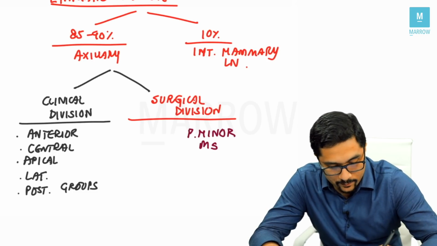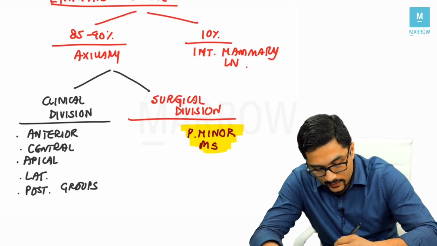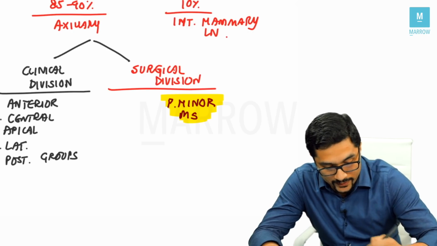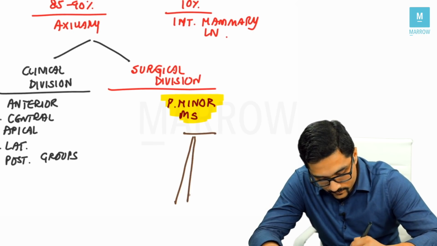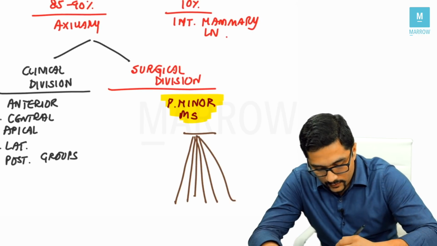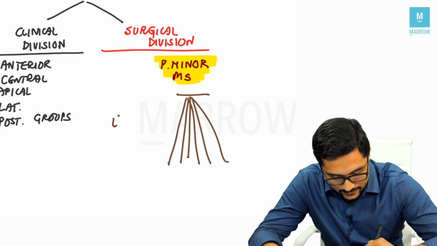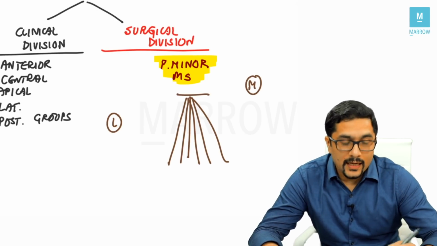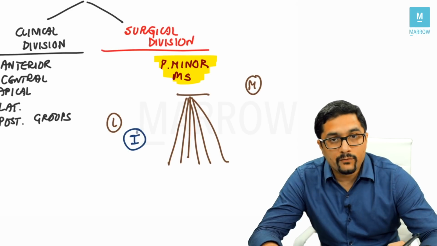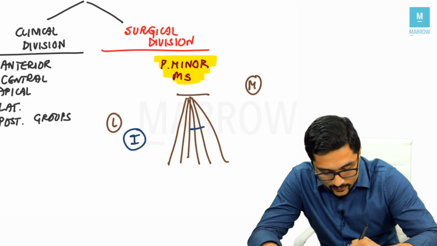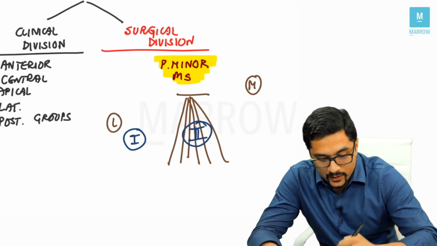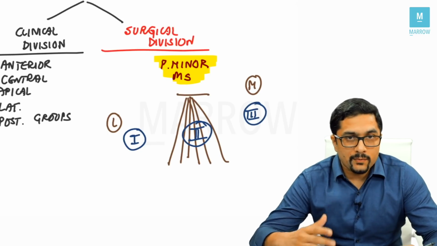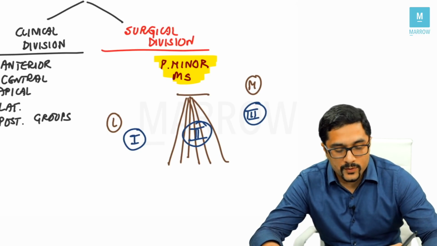This has also been asked in the exam. The pectoralis minor surgically divides the axilla into 3 levels. So this is the pectoralis minor, and this is lateral and this is medial. The axillary lymph nodes which are lateral to the pectoralis minor are level 1 lymph nodes. The ones which lie behind the pectoralis minor are level 2 lymph nodes. And the ones which lie medial to the pectoralis minor are level 3 lymph nodes. So the pectoralis minor is dividing the axilla surgically into 3 groups of lymph nodes.